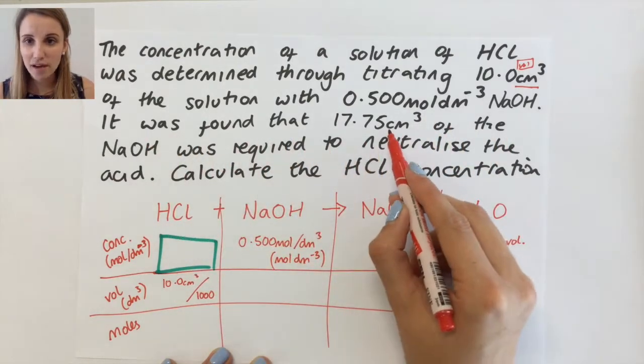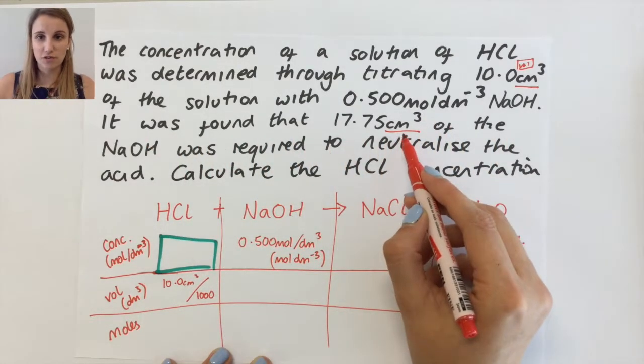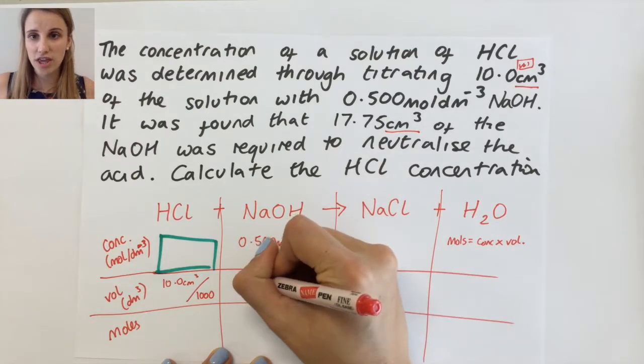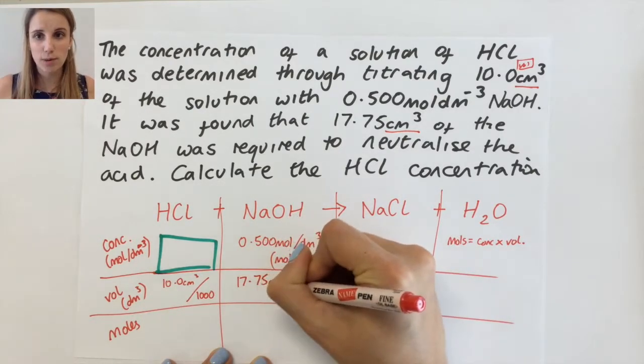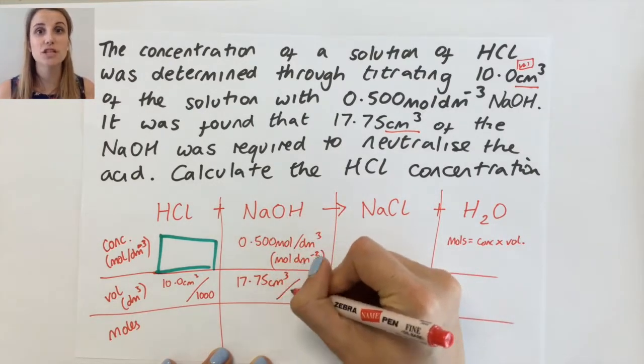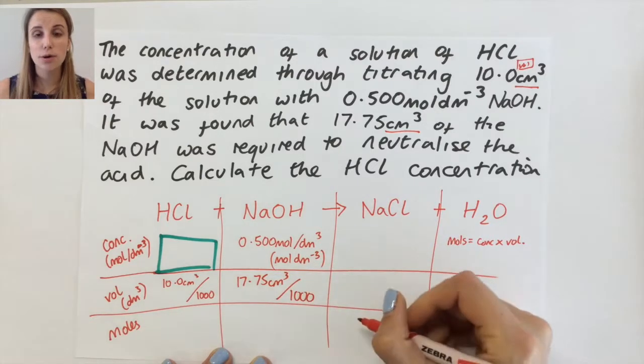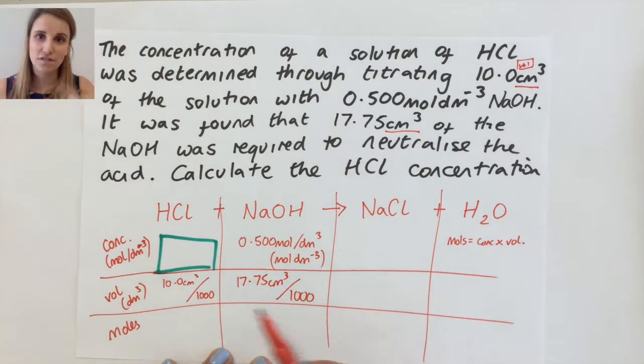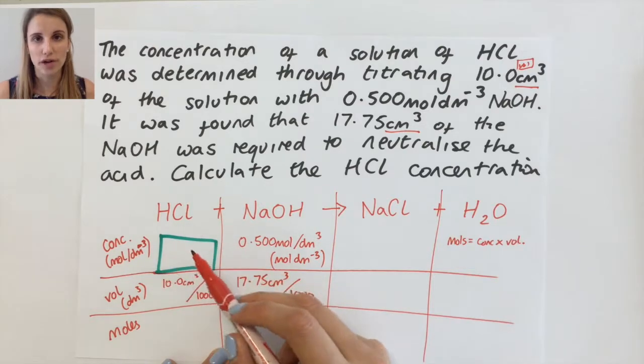The last number that we have is this 17.75, and that says it's of the NaOH. So it's to do with NaOH. It's in centimeters cubed, so it must be a volume. So I'm going to put it in volume of NaOH. Don't forget to convert to dm cubed all over again.